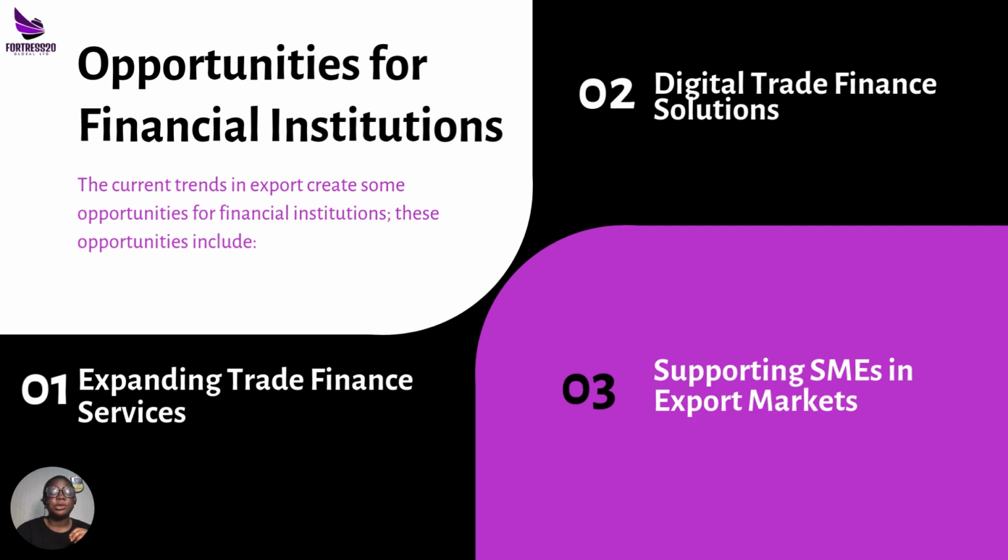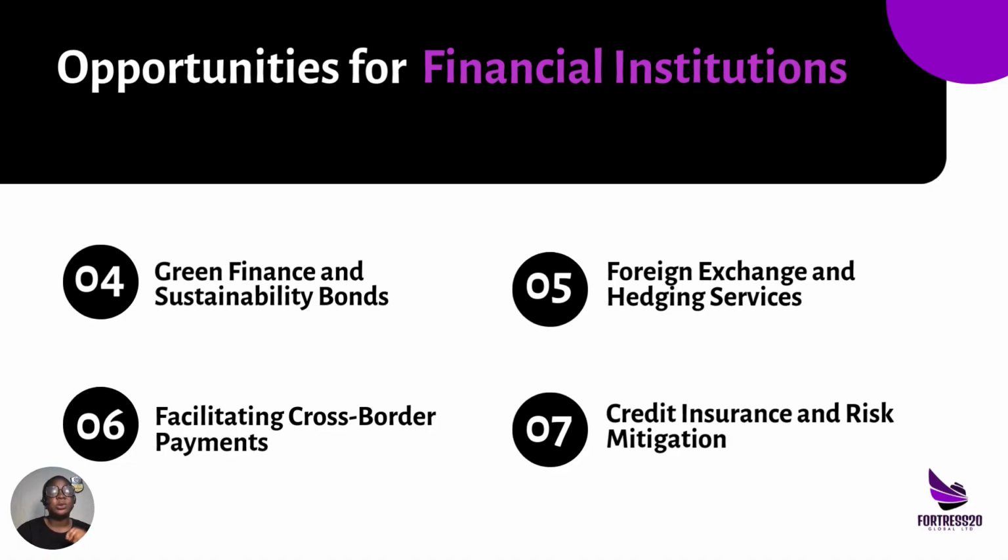Number three, supporting SMEs in export markets. SMEs often struggle to access traditional trade finance due to a lack of collateral or credit history. Financial institutions can tap into this market by developing customized products such as unsecured trade loans, export credit insurance, or invoice factoring. We're still looking at the opportunities for financial institutions in exporting and international trade.